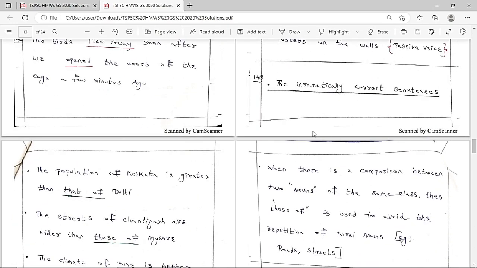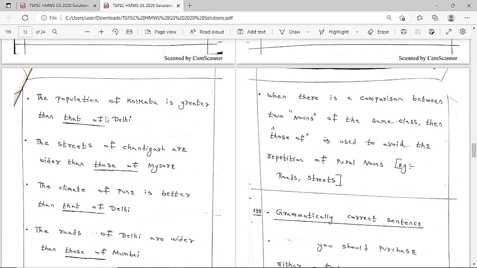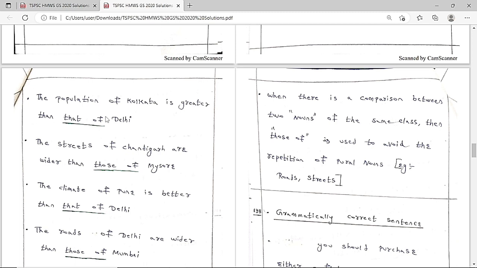Listen carefully. The population of Kolkata is greater than that of Delhi. Here you have to use that of. The next correct grammatical sentence is, the streets of Chandigarh are wider than those of Mysore. Here it should be those of.